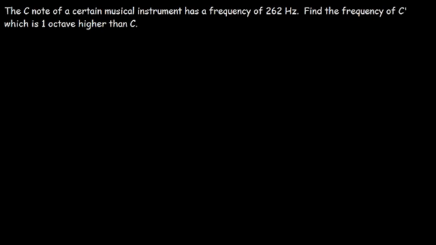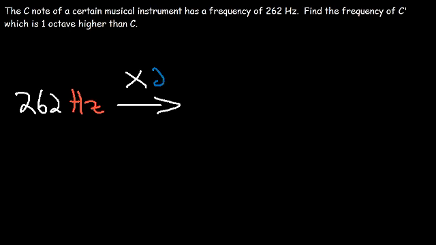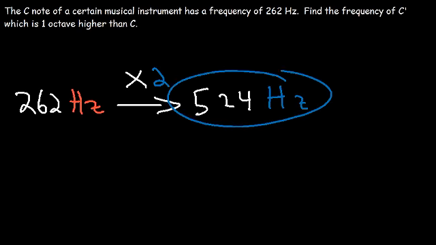In this problem, we're given the frequency of the C note, which is 262 Hertz. And we want to find the frequency that is 1 octave higher than this number. To do that, simply multiply by 2. 262 times 2 is 524 Hertz. So this is the answer to the question.